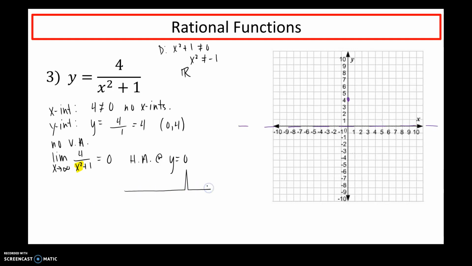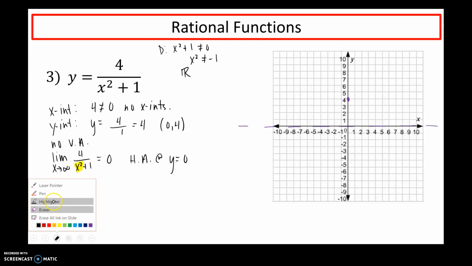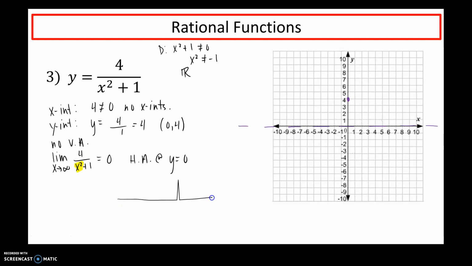Okay, sign analysis. Now notice here, I don't know why it keeps doing that. There's nothing on my chart. There's nothing I can put on my sign analysis. I have no x-intercepts. I have no vertical asymptotes. There's nothing that crosses the x-axis.